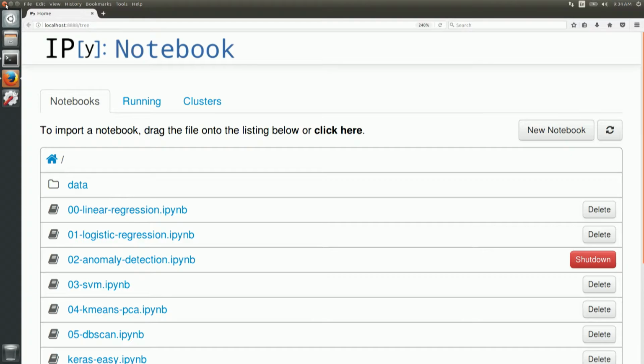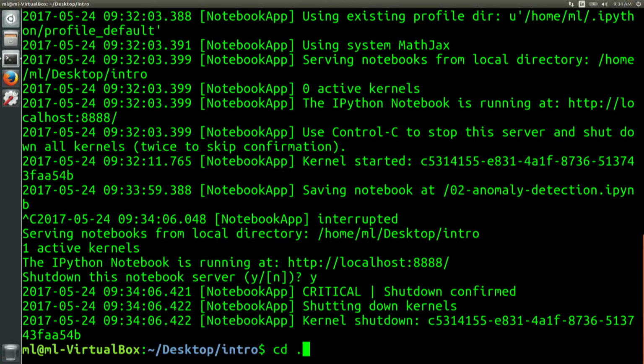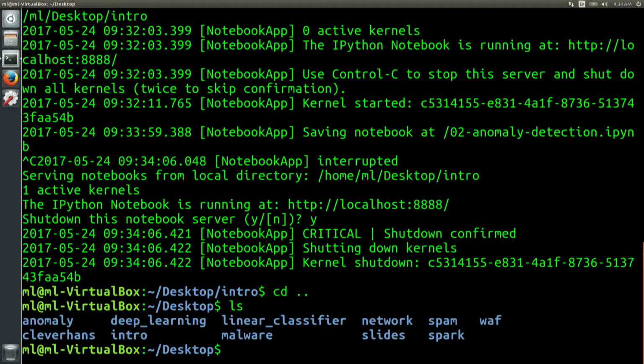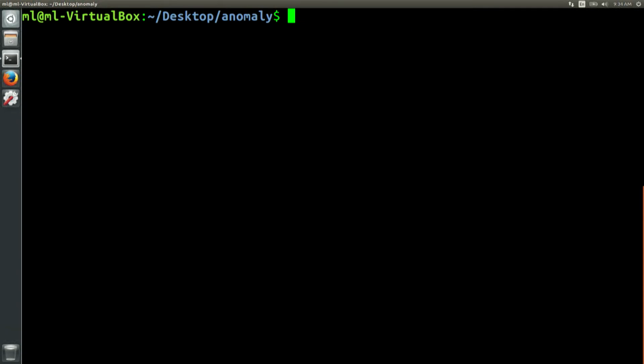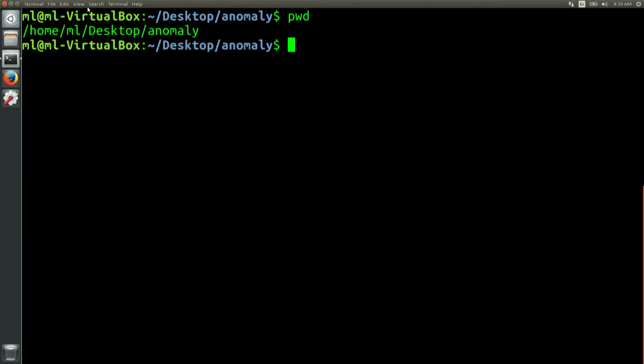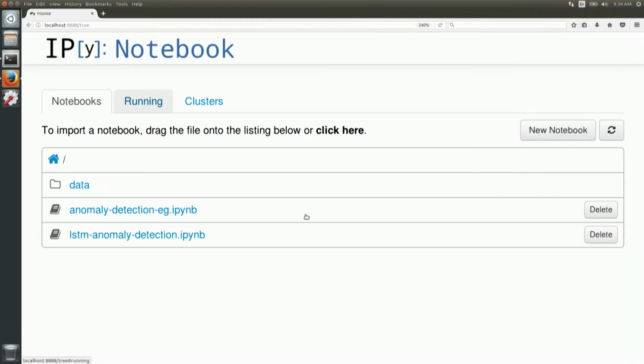So if you close this and go back to desktop, there is this folder called anomaly. Can you hear me better? Okay, thanks. So on desktop, go to this folder called anomaly. Again, we're in desktop/anomaly, and then do IPython notebook here. In this folder, you can see that there are two. We'll just be looking at the anomaly detection example, the IPython notebook.